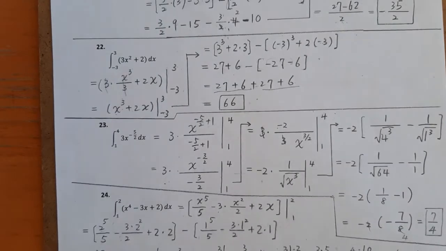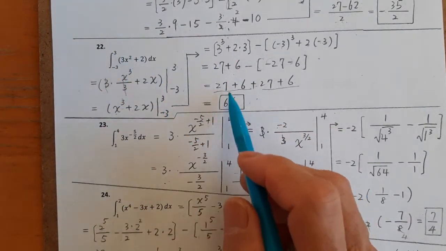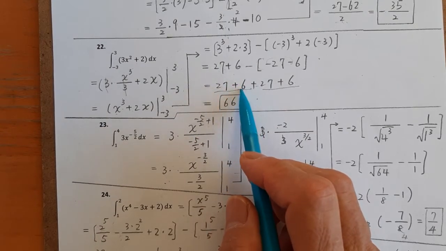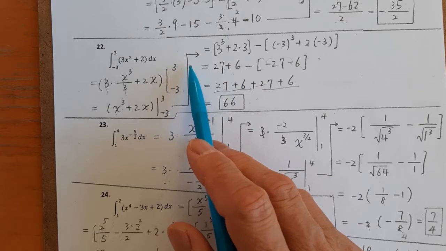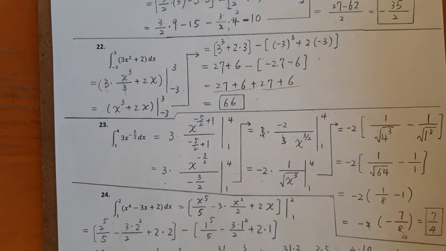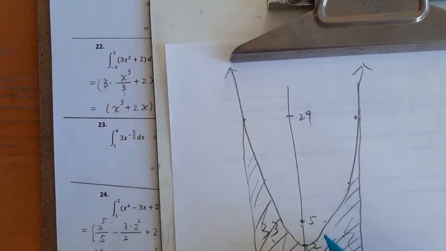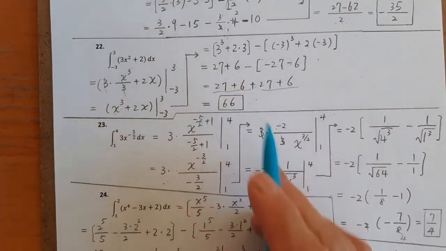That's why here, if you go from 0 to 3 it is 33, 27 add 6, this part. And you go from negative 3 to 0, also 33. This part area is 33. This part area is 33. Add together is 66.